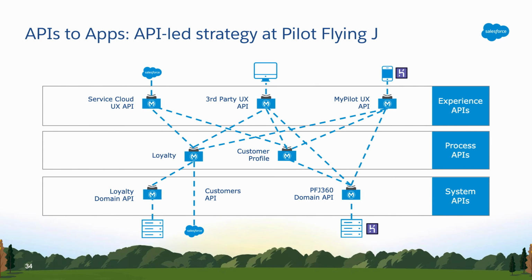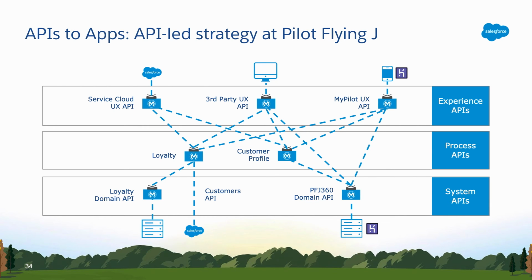And what did this actually look like? So I've said a couple times during the presentation the idea of system APIs, process APIs, and experience APIs. And this is really kind of the backbone of how MuleSoft looks at the world as well, is how are we building these API networks and these application networks? Because you don't want to just build a point-to-point integration. That's useful for some things, but really you want to build reusable components. So for instance, we have the loyalty domain API, which is a system-level API they built in MuleSoft, and that connects into some of those legacy systems.